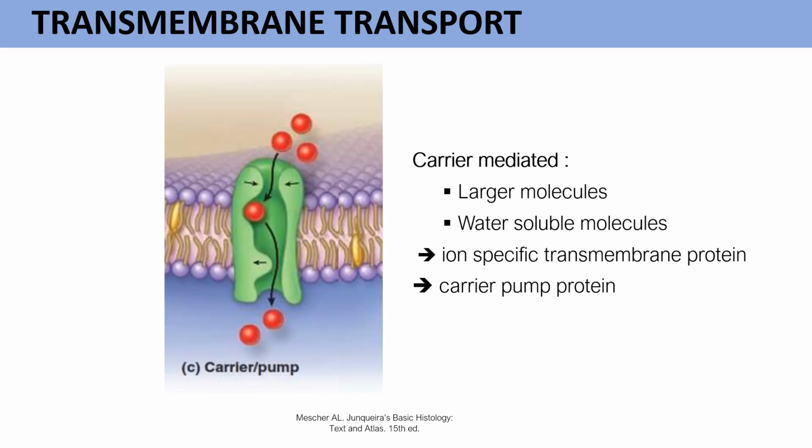Many other larger water-soluble molecules require binding to a site on a selective carrier protein, which then changes its conformation and releases the molecule to the other side of the membrane. This transmembrane transport uses an ion-specific transmembrane protein called a carrier pump protein. Pumps are carrier proteins for active transport of ions or other solutes and require energy derived from ATP. You can see the green one is the carrier pump protein and the red one is a molecule that can pass through the cell membrane by the carrier pump protein.